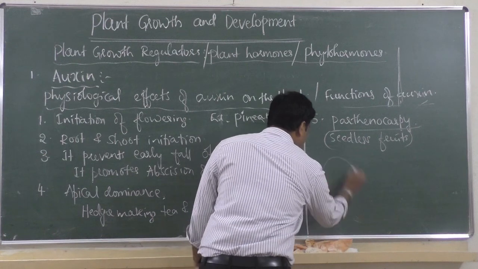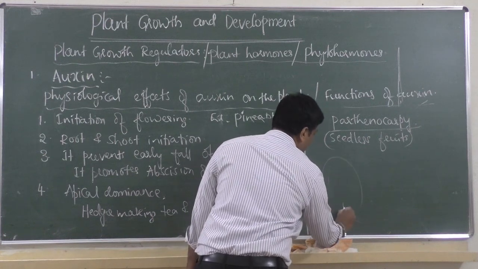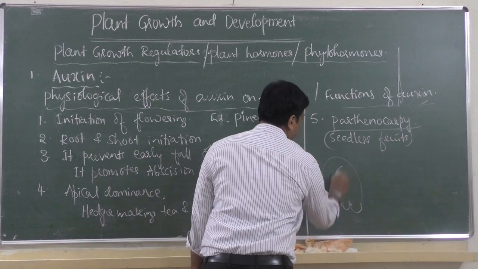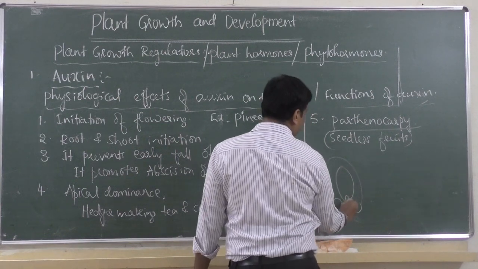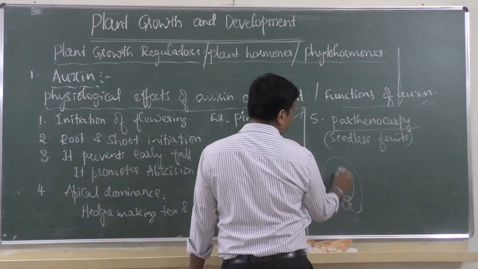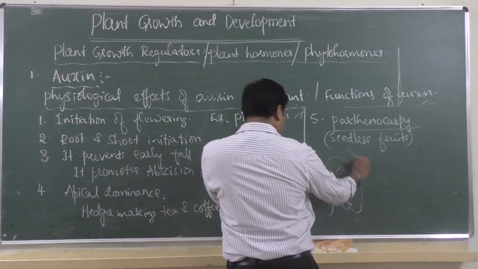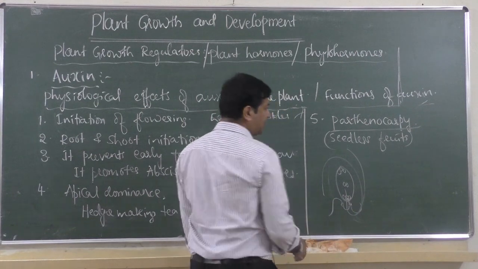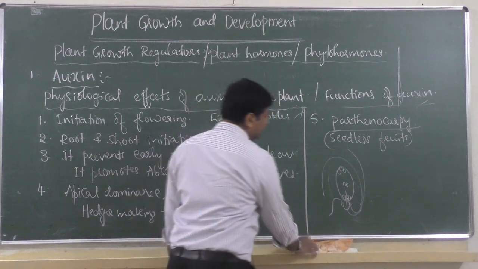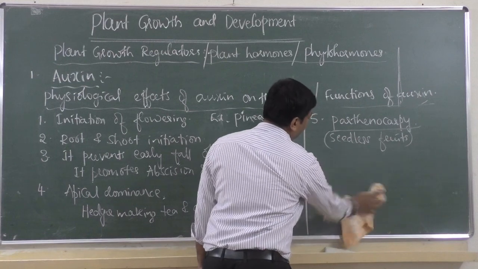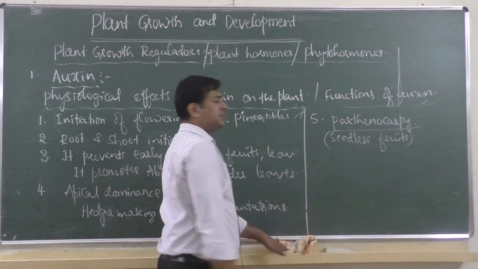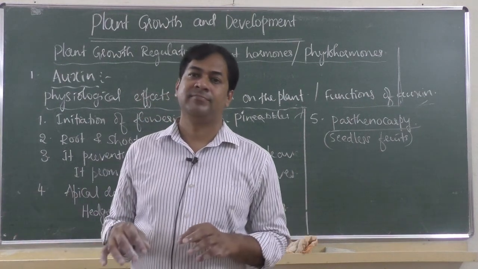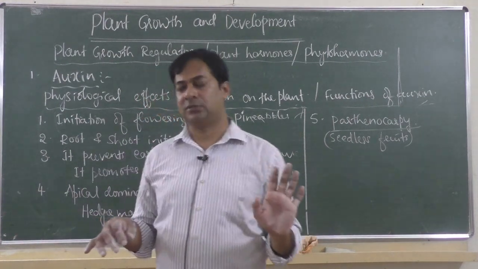Like the pollen tube grows, this is an ovule. The embryo sac is there inside, the egg is there, 2 synergids, polar nuclei, 3 antipodal cells. The pollen tube grows, enters the micropyle and meets the egg. After fertilization only, the seed is produced. But parthenocarpy is production of fruit without fertilization. No fertilization here, directly fruit is produced.